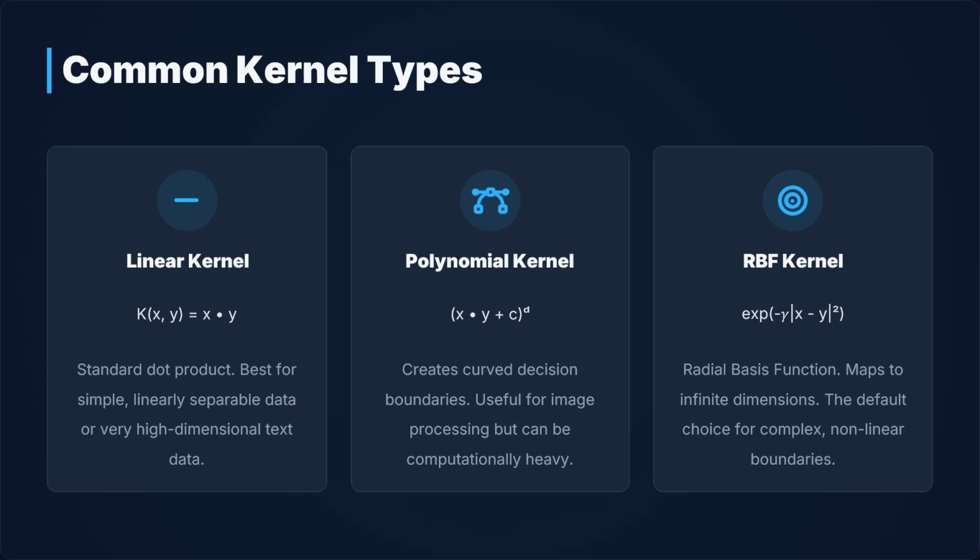Now let's look at some common kernel types. Depending on the shape of our data, we use different mathematical kernels. First, we have the linear kernel, which is used for the simple straight line problems. Then polynomial kernels that create curved boundaries. Then we have the RBF, which means radial basis function. It is the default powerhouse. It is responsible for mapping data into infinite dimensions that helps the SVM to solve very complex boundaries.